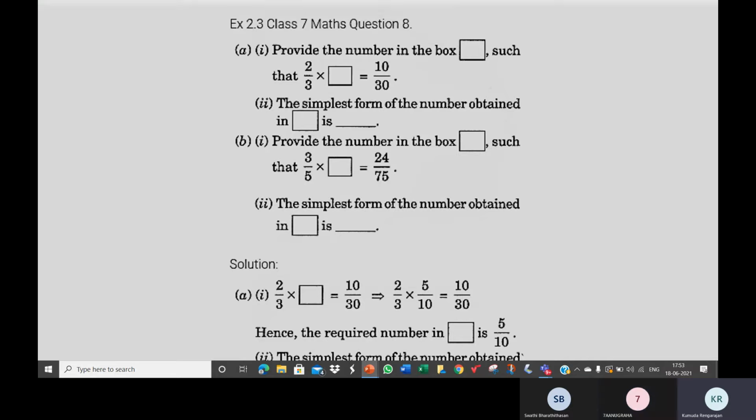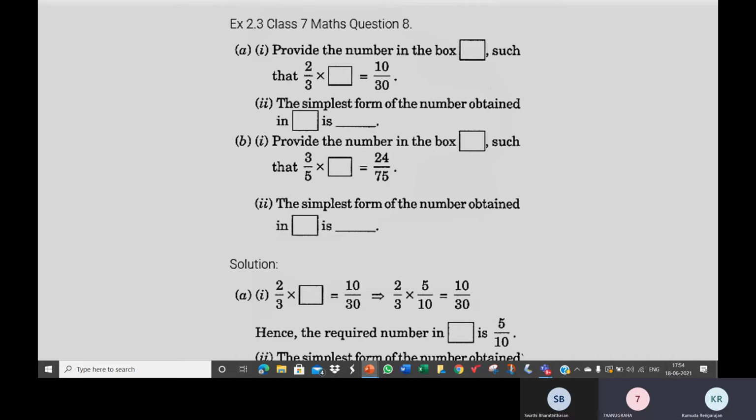What is the given fraction, Anugraha? 3 by 5 into dash is equal to 24 by 15. What is the numerator in the given fraction? 3 and 24, ma'am. No. Okay, on the left hand side, what is the numerator? 3. Yes, that should become what? 3 should become?